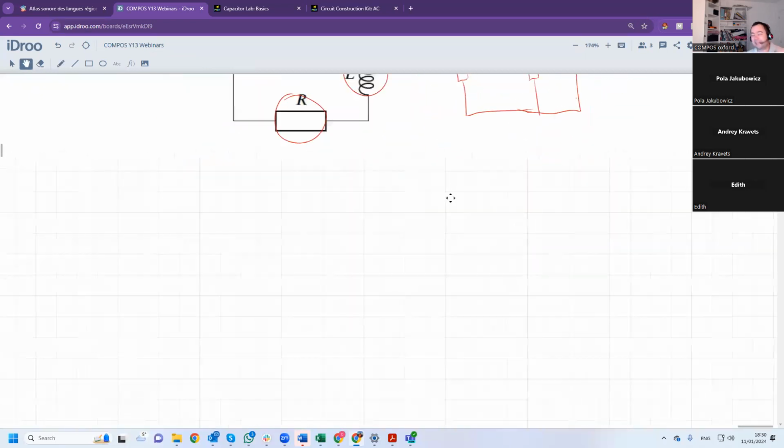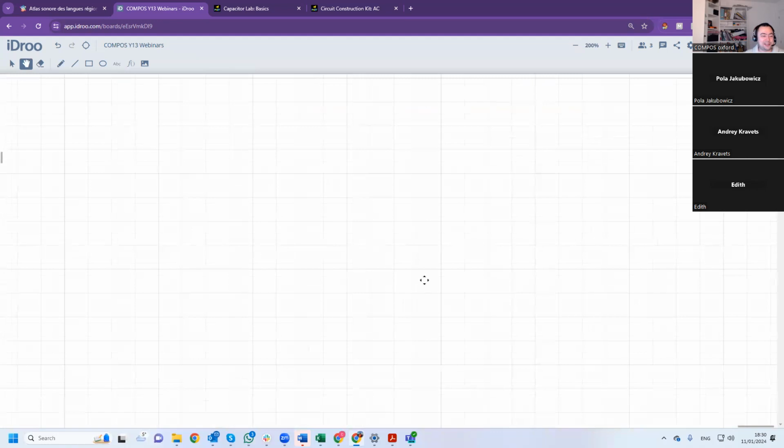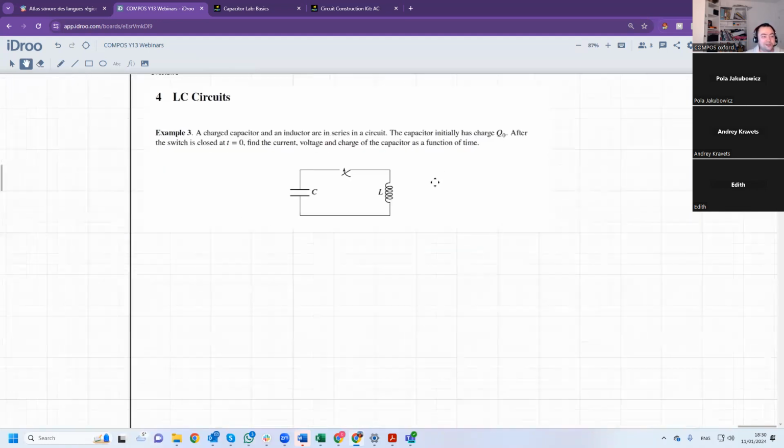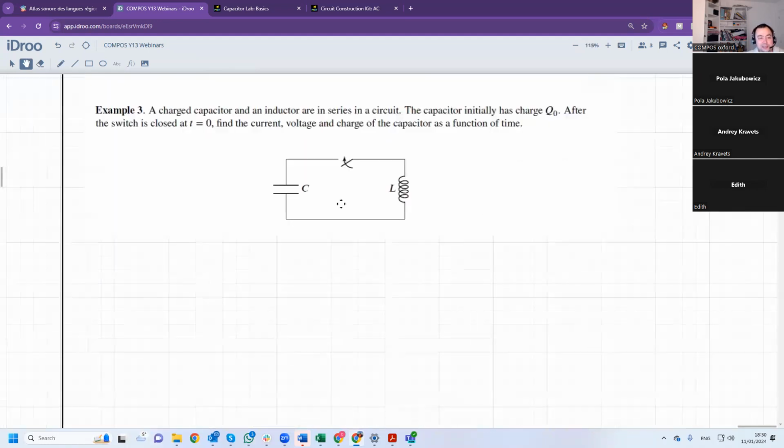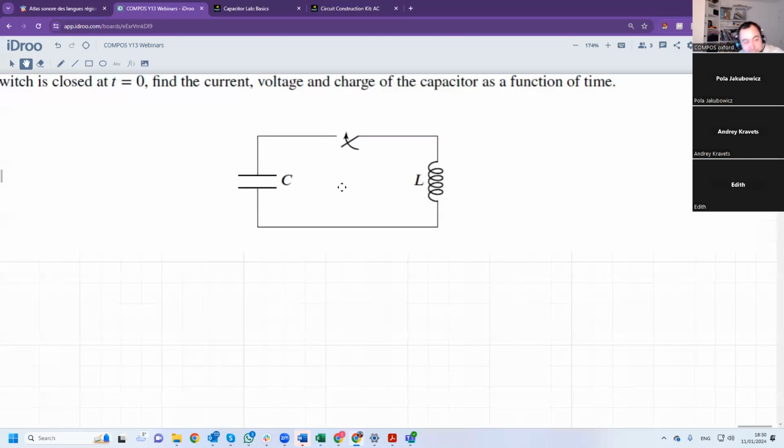And the next circuit, I find it incredibly fascinating, and somehow they completely ignore it in A levels. It's the LC circuit, with a capacitor and an inductor. The capacitor is charged. Let's say the top plate is positive and the bottom plate is negative. And now it will discharge through the inductor.